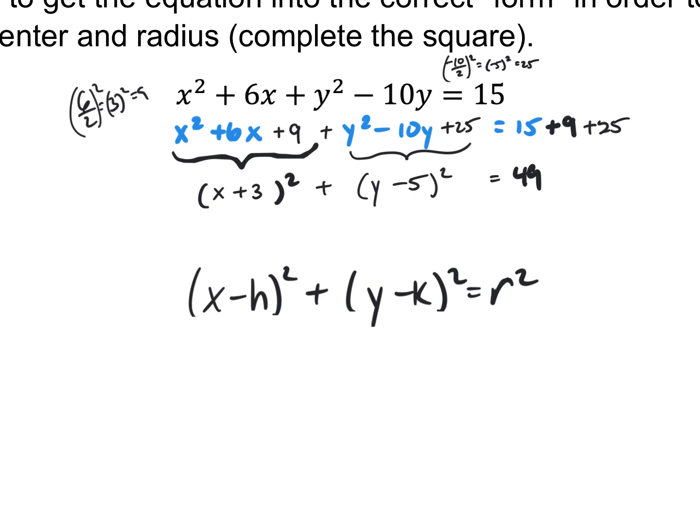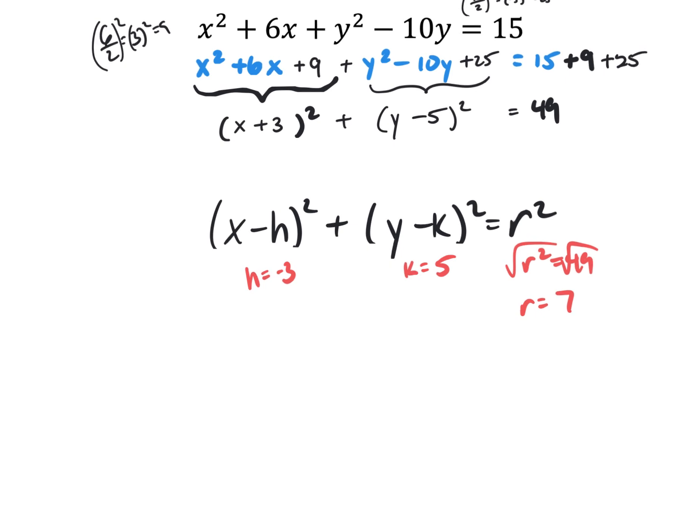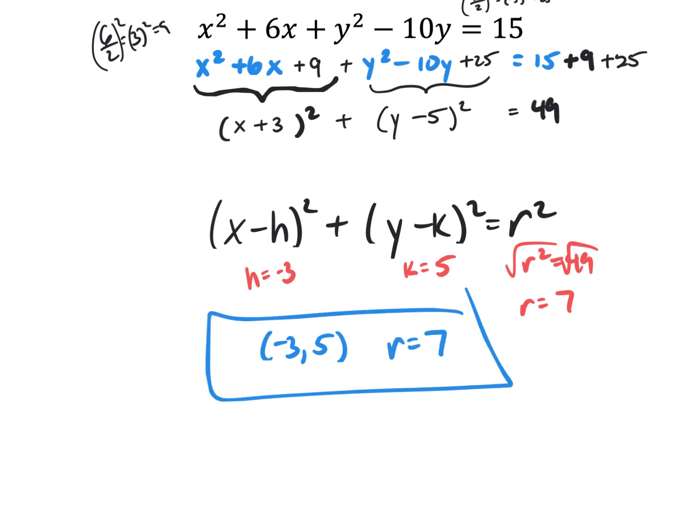You can see that h is indeed a negative 3. You can see that k is a positive 5, and you can see that r squared equals 49, therefore r would be a 7. So your center is negative 3, comma 5, and your radius is a value of 7.